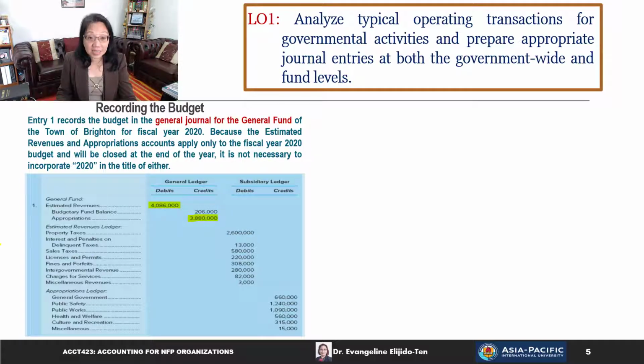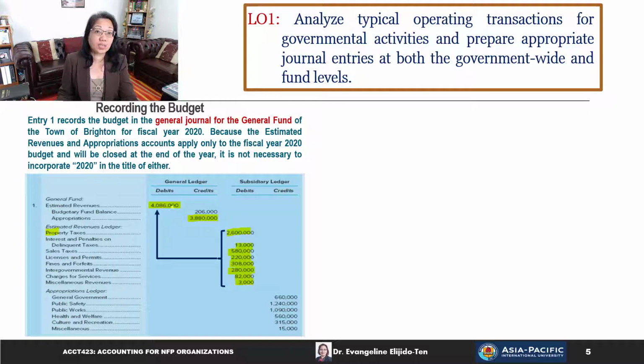Now these figures are given. Normally you will be provided with all the details of the estimated revenues. As given here, 2.6 million is estimated revenue for property taxes. For interest on penalties, 13,000. For sales taxes, 580,000, and so forth and so on. So normally you will be provided with these figures. What you'll need to do is total that up, and the total of the estimated revenues will be debited to the estimated revenues account.